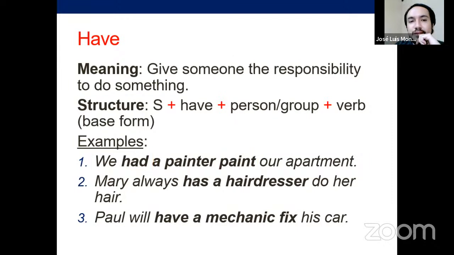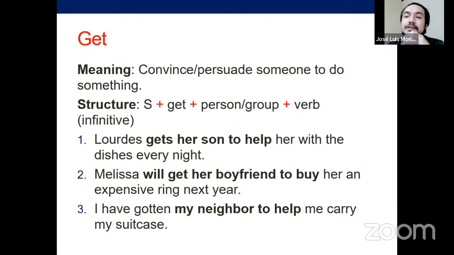Then we got the verb get. It is the same structure, but it's less strong than the other ones, and it's for convincing or persuading. So no obligation, no paying anything. This is just convincing, persuading. And that's why we can use this verb with friends. This verb, differently from the previous two, is used with friends.